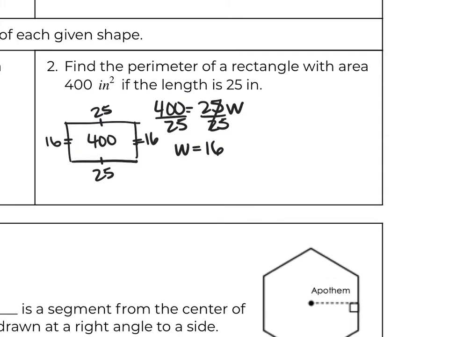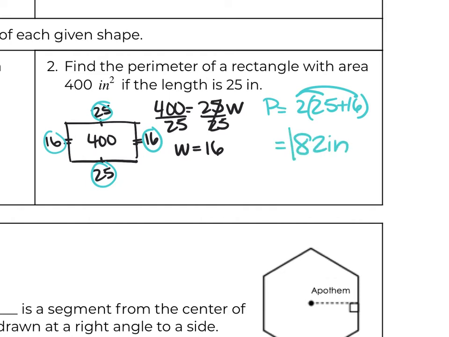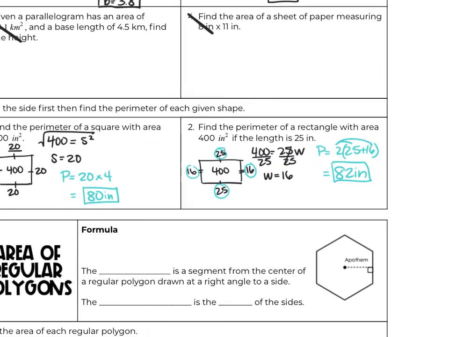And then there's a few ways you could do the perimeter on this. Essentially, you're just going to add all 4 sides. You could also do 25 plus 16 and then times it by 2. You could do 2 times 16 plus 2 times 25, which is really what this is. Any number of things, okay? You can do just add them all if that's what you prefer. And you should get 82 inches. Perimeter is just measured in regular measurements, not squared.